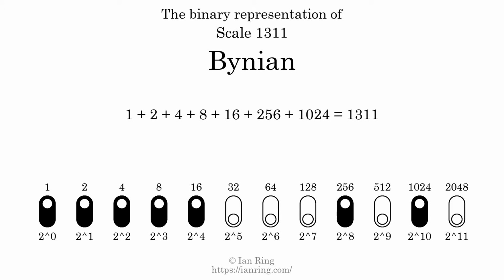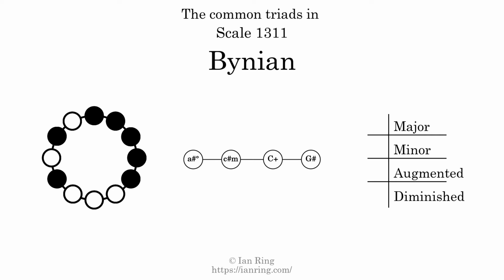The scale number not only enumerates the scale with a unique index, but it also literally describes the tonal content of the scale. Represented as a binary number in base 2, the scale number is 010100011111. Here are the common triads present in this scale.